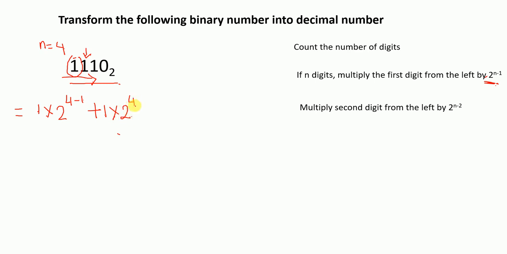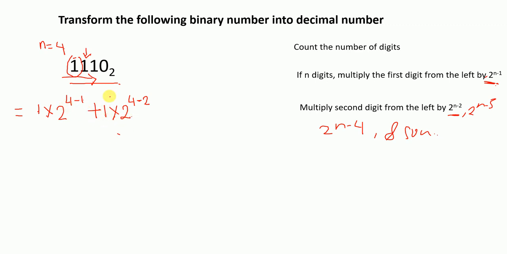N is 4, but now it will not be minus 1, it will be minus 2. Look here, 2 to the power n minus 2, and 2 to the power n minus 3 for the third digit, and 2 to the power n minus 4 for the fifth digit, and so on. Okay, so this is the formula.